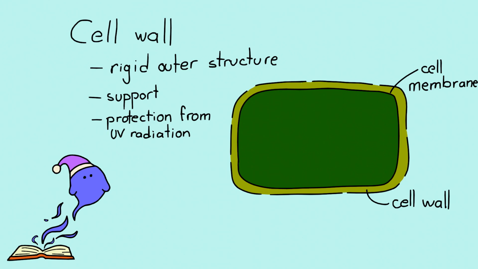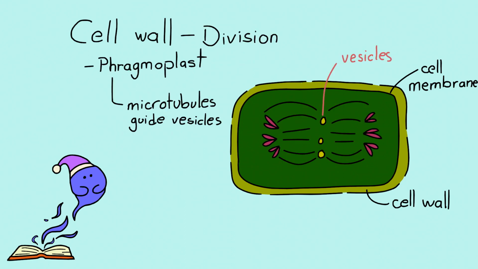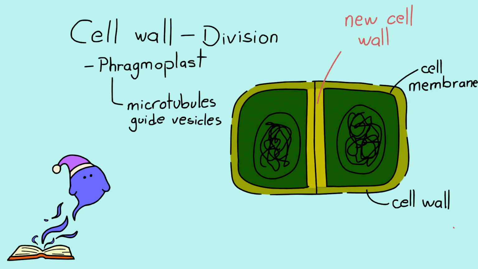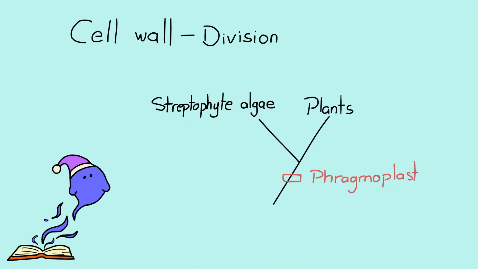One important thing about all this is that when the cell divides, it needs to create a new cell wall. The structure that takes care of this in streptophyte algae and plants is the phragmoplast, which is a structure that works as a scaffold for the new material that will be part of the new cell wall. One possible explanation is that the same structure is present in both groups due to common ancestry.